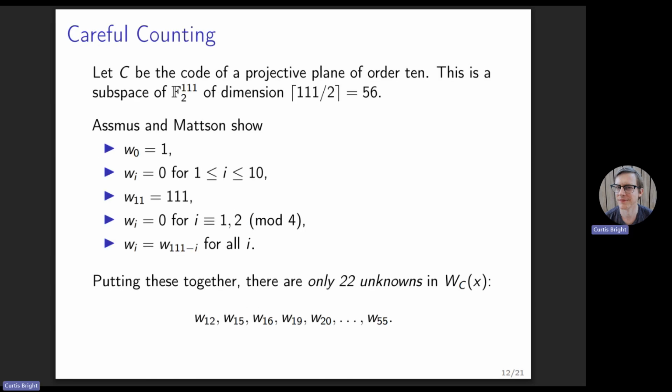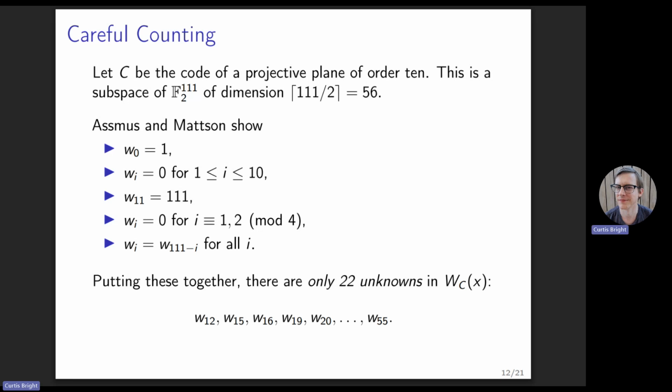Now, because of the session, it's all about counting. This is the part of the proof where we're going to do some very careful counting. And it's a bit weird because, remember, we don't know if this code exists. In fact, it turns out it doesn't. But what you can do is count the vectors of this code by weight, assuming it exists.